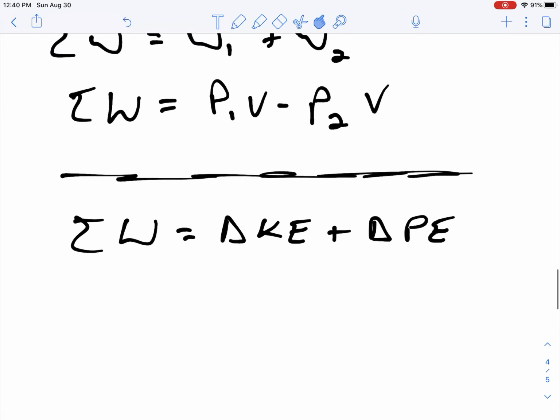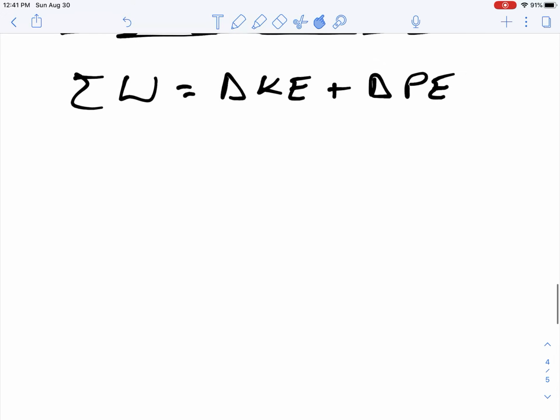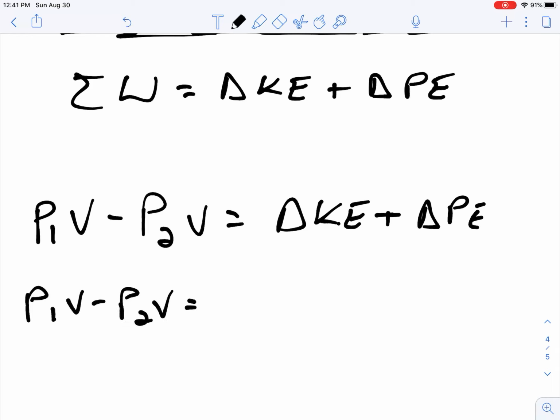So this is where Bernoulli comes in. How do we accomplish all this? Well, we're going to take these two expressions for work and equate them. That's what we shall do. So I'm going to say that P1V minus P2V equals any change in kinetic energy plus any change in potential energy. Alright, so let's expand this out. Oh boy, get ready for some mathematics. P1V minus P2V equals change in kinetic energy.